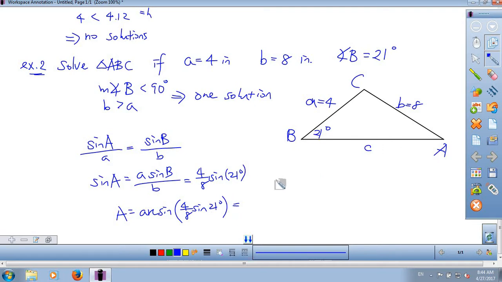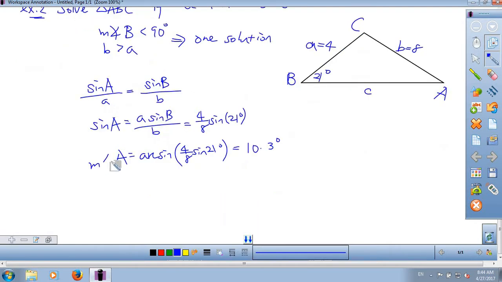Now we know angle A should be in the first quadrant because it should be acute, so we don't have to worry about adjusting the numbers. So let's multiply that and do the arc sine. After you do the calculator, it should be 10.32 degrees, or 10.3 degrees, which would be fine. So it's a half of sine of 21, and that's 10.3 degrees. It's actually quite small, but that's fine. So the measurement of angle A is 10.3.